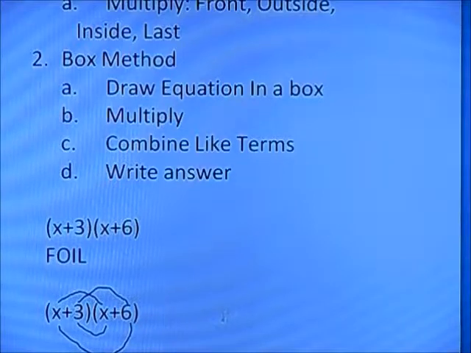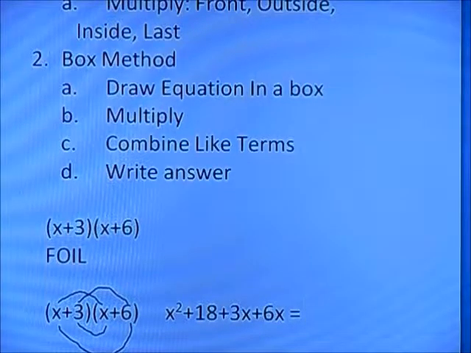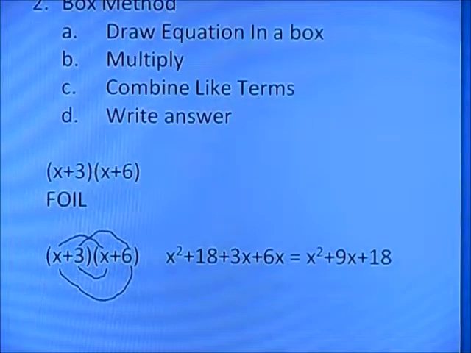The first eyebrow here, x times x is x squared, of course, right? Remember? And plus 3 times 6 is 18. Plus 3 times x is 3x. Plus x times 6 is 6x. Which is equal to x squared plus 9x plus 18.